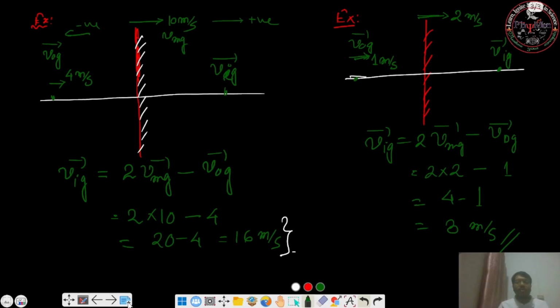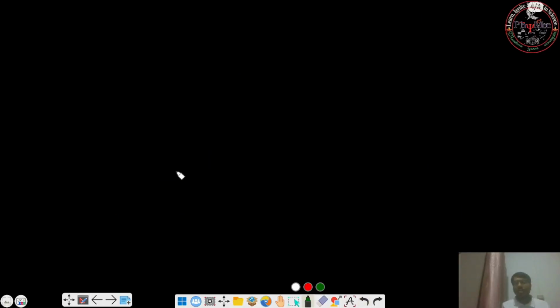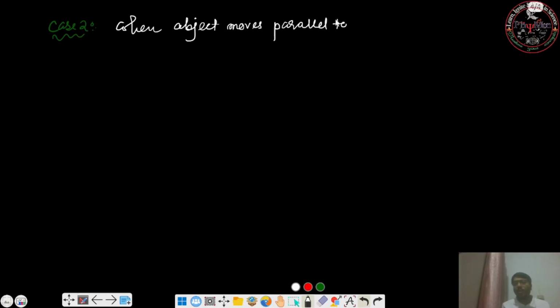Next, we will move to the second case of the velocity of the object in plane mirror, case 2. What is case 2? When the object moves parallel to the mirror. মিৰৰ parallelly যেতিয়া যাব, তেতিয়া আমি লিখিম ইয়াতে এটা important point.